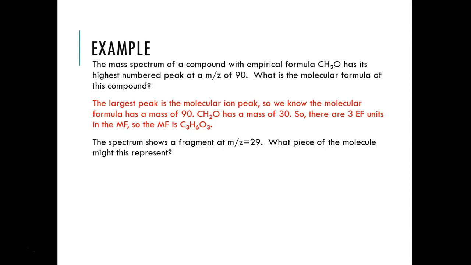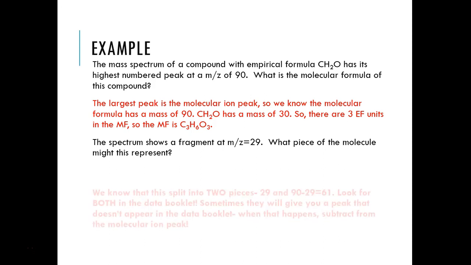Okay, so we know that the molecular formula has a mass of 90. CH2O has a mass of 30. So there are 3 empirical formula units in the molecular formula. So the molecular formula, we multiply all the subscripts by 3 and get C3H6O3. Now, this is where we're going to use that data booklet piece. The spectrum shows a fragment at mass to charge ratio of 29. What piece of the molecule might this represent?